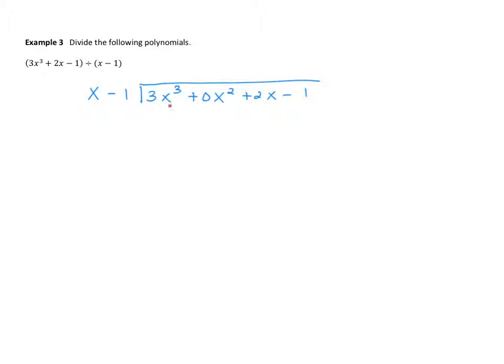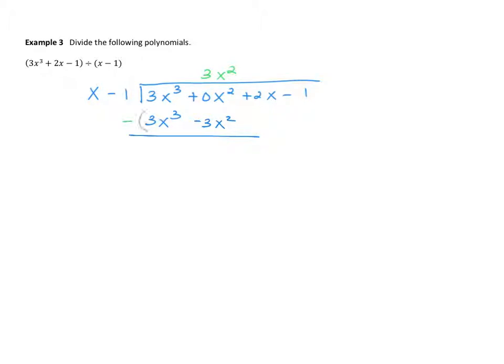What I'd like to do is cancel 3x cubed by looking at this x. I know I have to multiply by 3 as well as x squared, so that's my first choice, 3x squared. This is why putting in the 0x squared is nice, because it gives you a spot to write this answer up here. Anyway, 3x squared times x gives me 3x cubed. But then 3x squared times negative 1 is minus 3x squared.